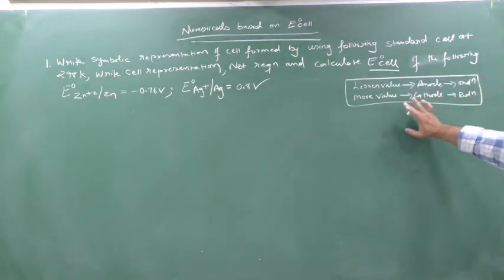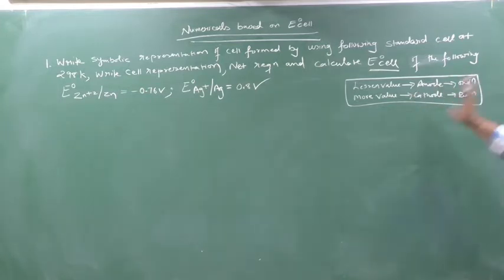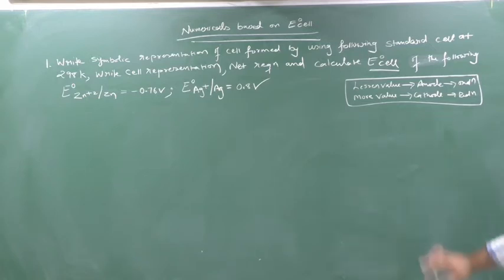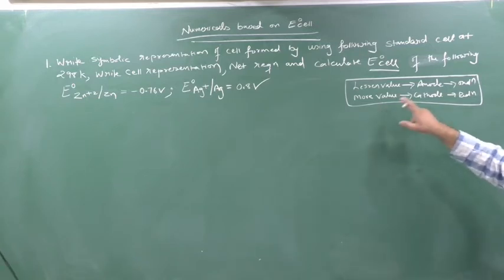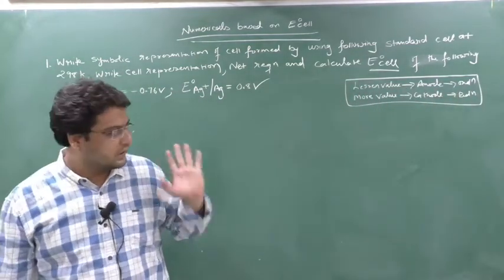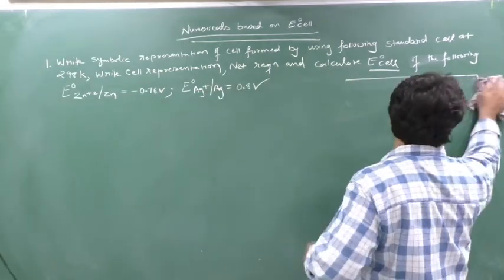Okay. So lesser value will act as anode, and at anode oxidation occurs, and oxidation means loss of electron. Electron will be lost. Similarly, more value means cathode means reduction. This is point number 2. Is it clear to you? Clear. Chalo. Third point I would like to discuss, that is the cell representation.